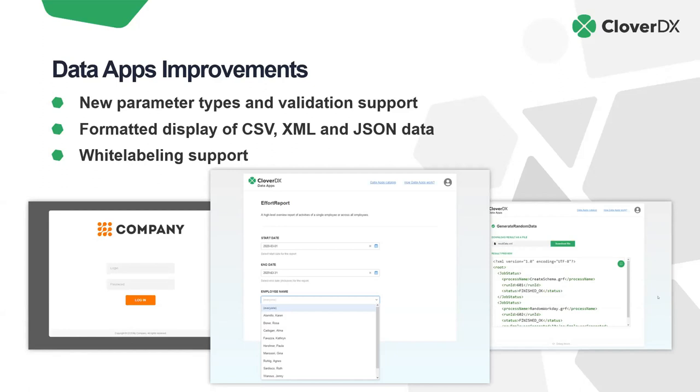And as I mentioned before, we've added white labeling support. This is something that will bring data apps even closer to your business users, because you can now very easily skin data apps, anything within those, to match your company branding. So the users who will be using those don't even need to know that it's Clover behind. And the best thing is that it doesn't touch anything else in the Clover server. So it only skins that part, the data apps part of Clover. So you don't have to worry about breaking something if you change the layout of the data apps.